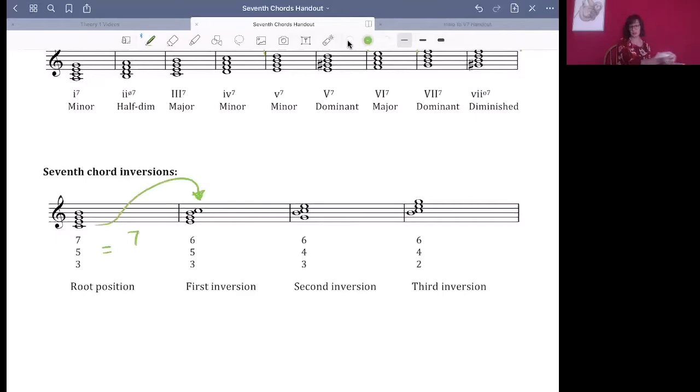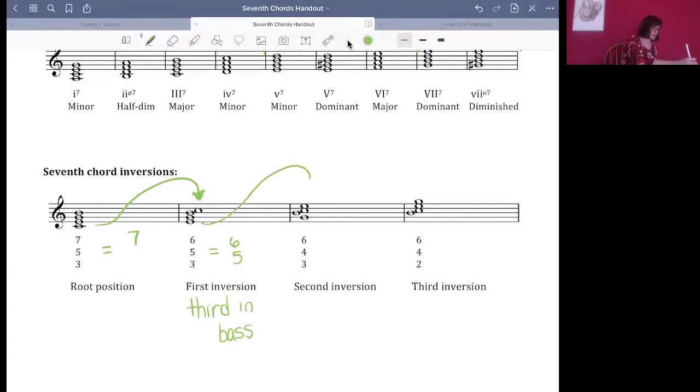All right, now we take the root, let's pop it up an octave. So now our third is in the bass. And that gives us now intervallically a third, a fifth, and a sixth above the bass, hence the numbers 3, 5, and 6, but most often it will be abbreviated as a 6, 5.